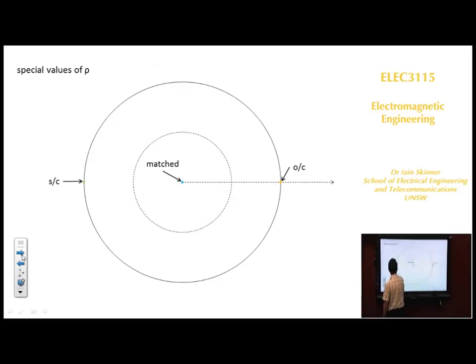Next thing to think about, special values. There are three special values. When the load matches the line, rho is equal to 0, so of course the point is in the middle, amplitude of rho is 0. Open circuit, rho is equal to +1. Short circuit, rho is equal to -1. Easy to plot those values in the rho plane.